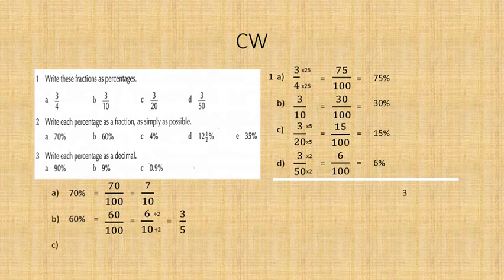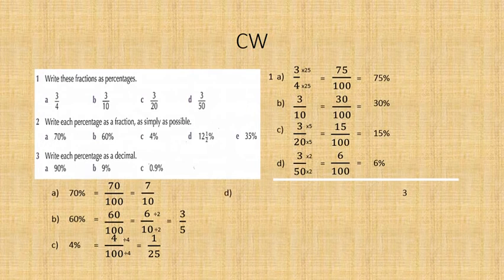Question number C, 4%. It's going to be 4 over 100. And if you think about a common factor between 4 and 100, I would rather divide both of them by 4, up and down. So 4 divided by 4 equals 1, and 100 divided by 4 equals 25. And this is the simplest form, of course, for this number.